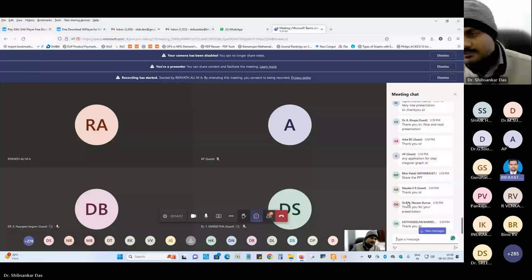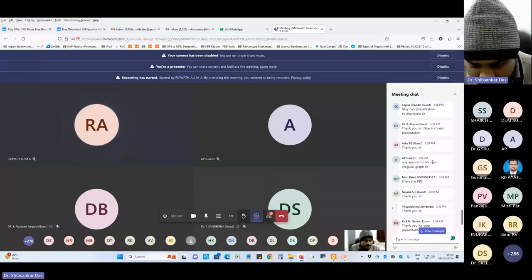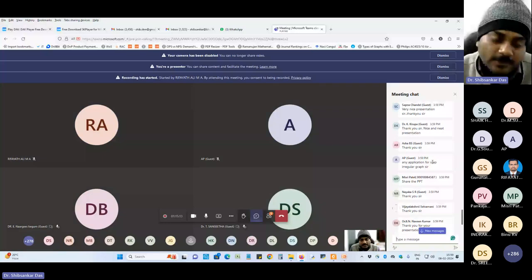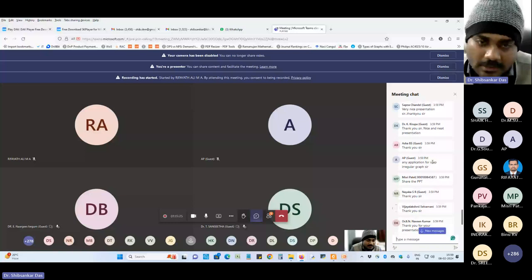Sir, there is a question. Is there any application for the stepwise irregular graph? Yeah, there are several applications for the stepwise irregular graph, in the case of computer networks, for example in electronics where radar related studies are going on, and then there are telecommunication networks. There are several applications of stepwise irregular graphs.